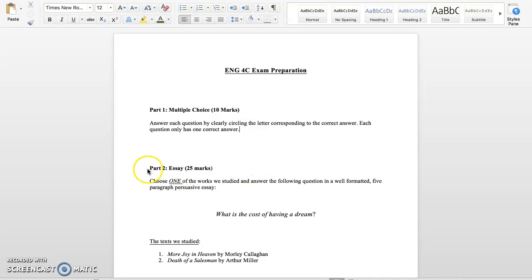And part two would be your essay. Again, we talked about this, 25 marks. We've got 5 paragraphs in a persuasive essay, so I'm looking at about 5 marks per paragraph. Make sure each paragraph of your essay has a good topic sentence at the beginning, a good middle, and a good transition to the next paragraph at the end.